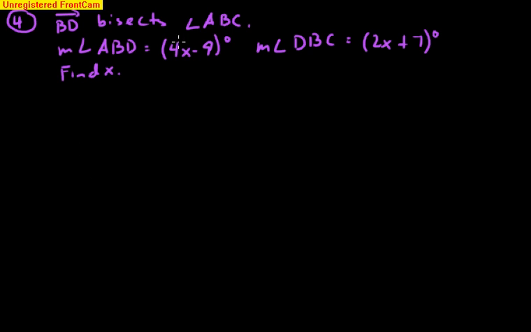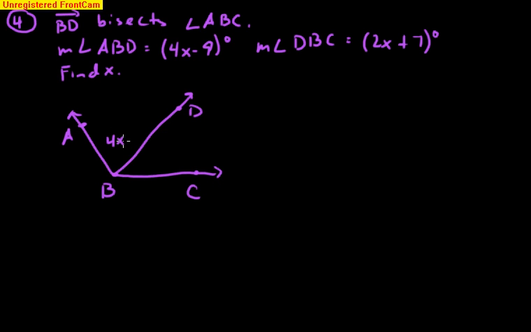So let's draw a picture again. I don't know anything about ABC. It could be obtuse. Let's go ahead and draw this one obtuse. It doesn't really matter. Obtuse angles are easier to draw because they're bigger. This is going to be ABC, and here is bisector BD. So angle ABD is 4x minus 9, and DBC is 2x plus 7. Notice, bisector means that these two angles are congruent. I won't go through the whole spiel, but if they're congruent, then their measures are equal, and that's how we set it up.